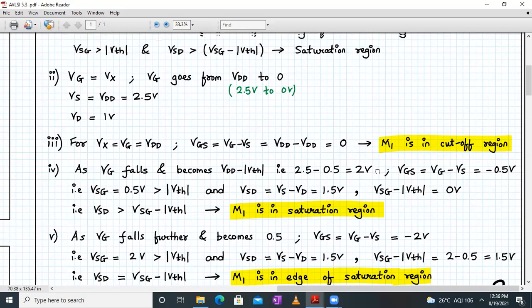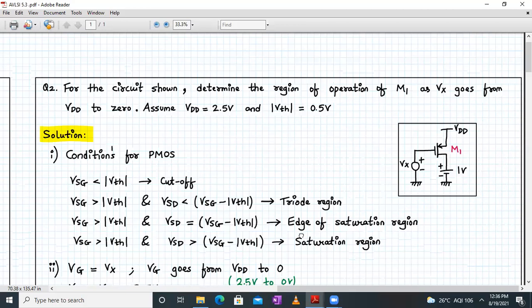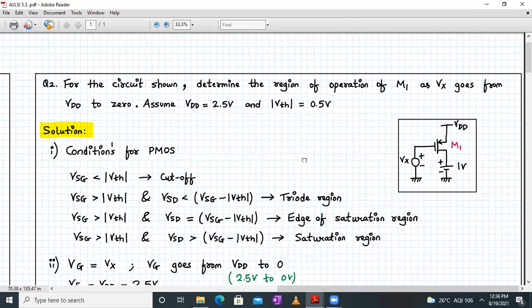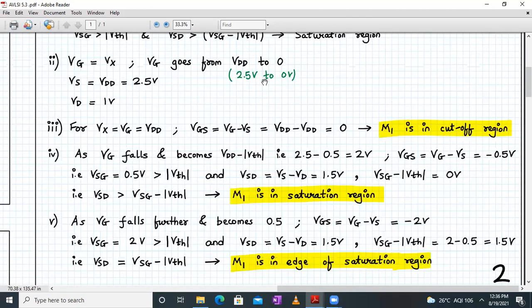Okay, so these are the 3 operating regions. That is what they have asked in the numerical: determine the region of operation of M1 as VS goes from VDD to 0 volt. These types of questions are also expected in your exams. Any doubt in this before I move ahead? Everyone, last call. You all have followed this.